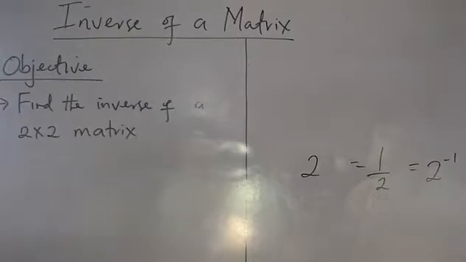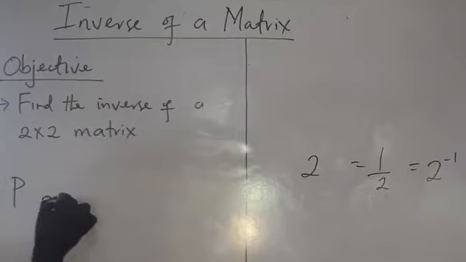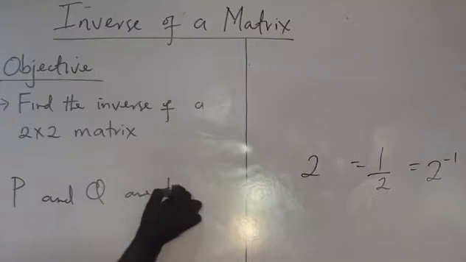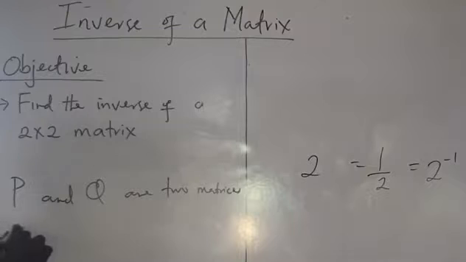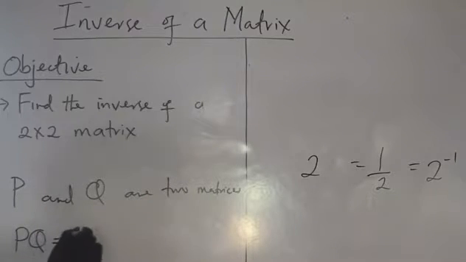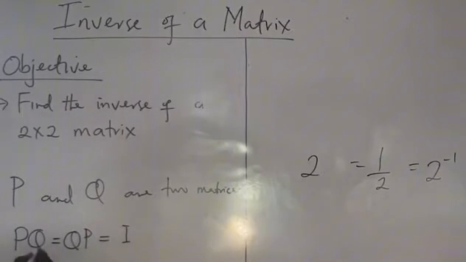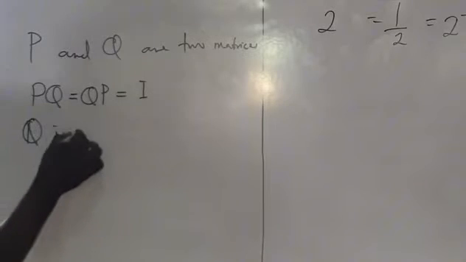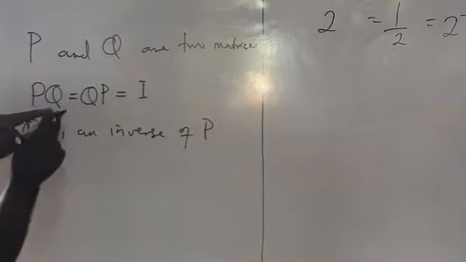Let's look at if we have two matrices, P and Q. If the product of matrix P and Q is the same thing as the product of multiplying Q by P, and it gives us a unit matrix, that is, when you multiply P by Q, or Q by P, and whatever you get gives you a unit matrix, then this Q is the inverse of P.